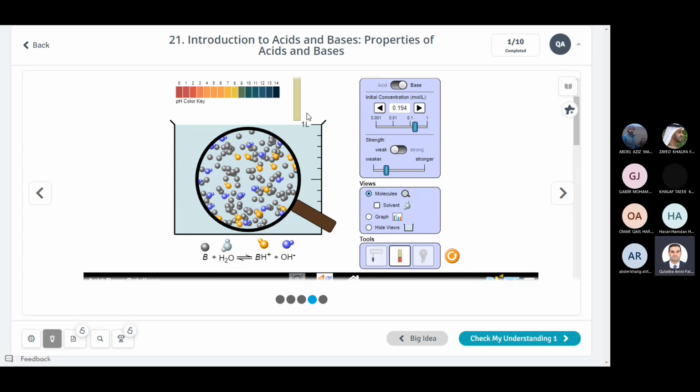So if we put litmus paper in this solution, we see it's basic. So the litmus paper is what? Blue. Which blue is it? It's almost here. It's almost 10.